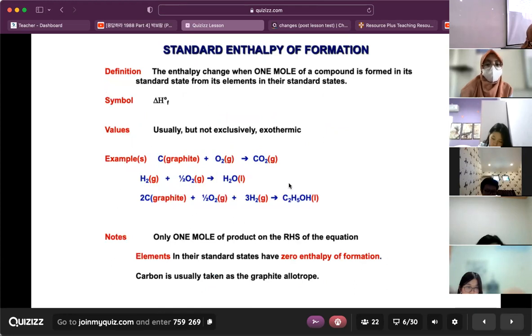Okay, next one. So we are going to the JC1 enthalpy changes. The first type of enthalpy is standard enthalpy change of formation. What is standard enthalpy change of formation? Here is the definition: the enthalpy change when 1 mole of a compound is formed in its standard state from its elements in their standard states. What you need to highlight here is 1 mole of a compound is formed.